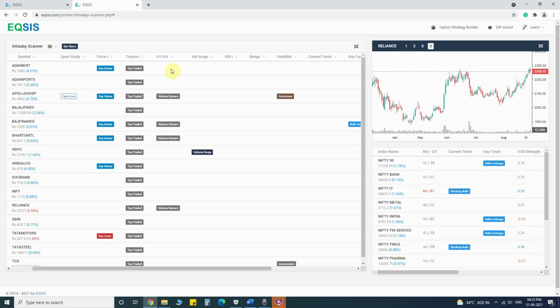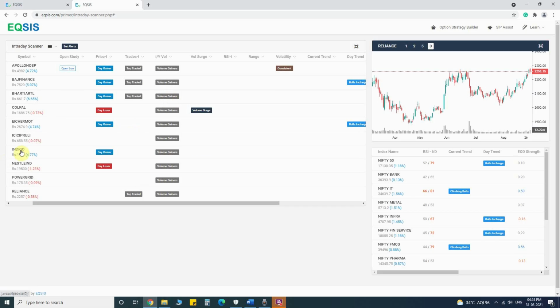But if you look at I-Y volume, that talks about the stocks which got a lot of traded volume over yesterday. Even a company like Britannia, if it got a lot more volume than yesterday, will come into the picture. So if I click on volume gainer, you see some stocks like Indigo. That's not a top traded stock, but it is trading quite heavily when compared to yesterday. That's called a volume gainer. That's an interesting aspect of it. It talks about the volume of the current day over the previous day.